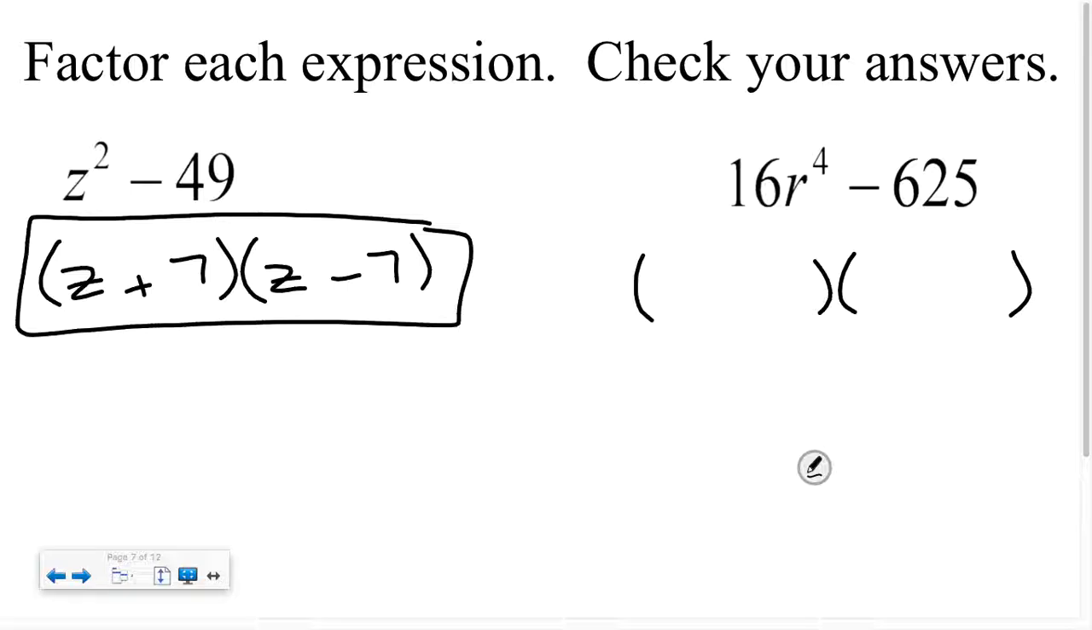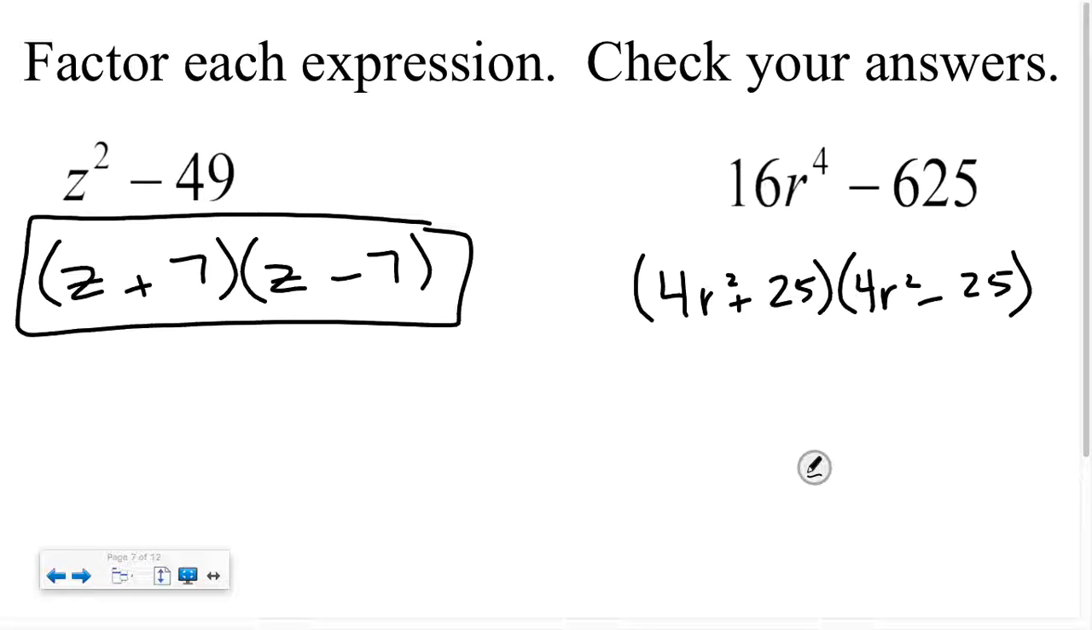Square root of 16r to the 4th. Okay, what's the square root of 16? 4. Square root of r to the 4th? r squared. Good. So 4r squared and 4r squared. And then Kyla said the square root of 625 is 25. You might need to use a calculator for that one. One's plus, one's minus. It doesn't matter where you put your plus or minus. I usually just tend to do plus first.